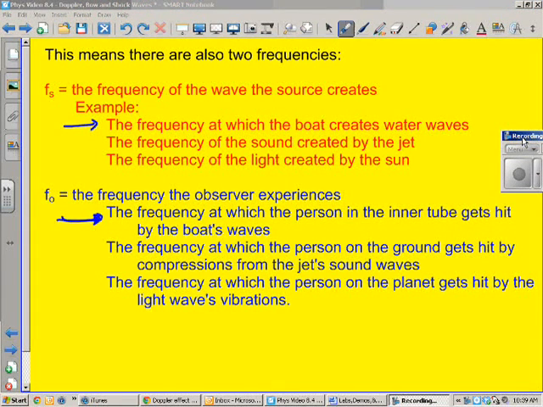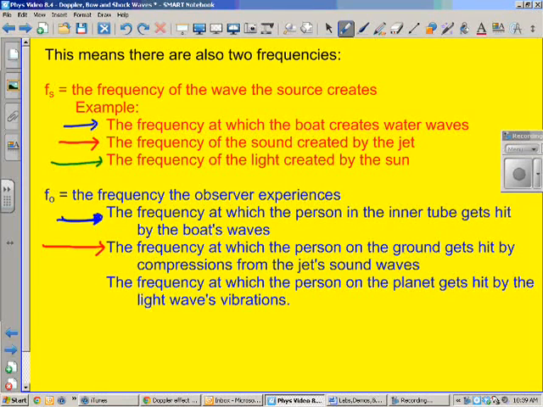Talking about the jet, there's the frequency of the sound produced by the jet, and then there's the frequency that the person on the ground hears. Talking about the light waves, there's the frequency of the light waves emitted by the sun, and then there's the frequency of the light waves that the person on the planet sees. Okay, those two things are not necessarily the same if either the source or the observer are moving. Okay, so keep this in mind.